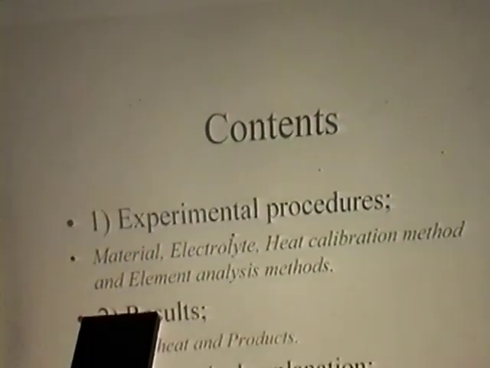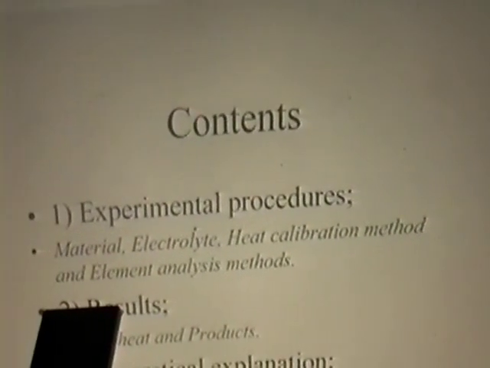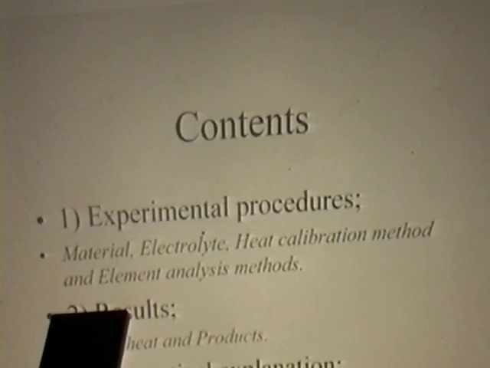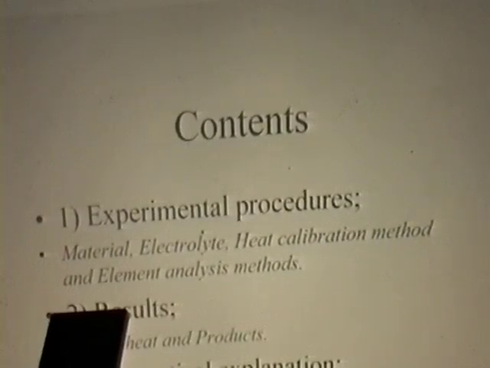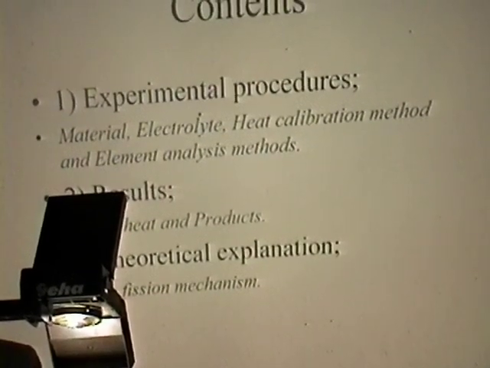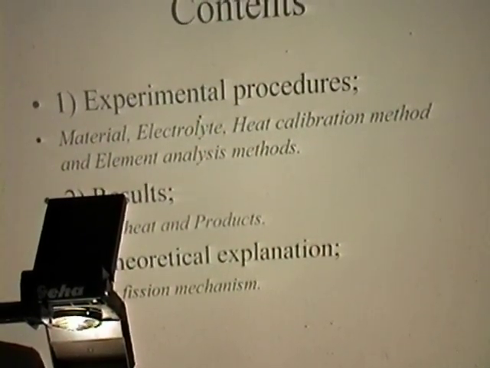Here, this shows the content of my presentation. First, I will explain the experimental procedures, material, electrolyte, heat calibration method, and element analysis method. Second, I will show you the excess heat generation during the plasma electrolysis. When we obtain much excess heat, we always find anomalous elements in the electrolyte and on the electrode surface. Finally, I will present a theoretical mechanism that explains these products, including the excess heat.